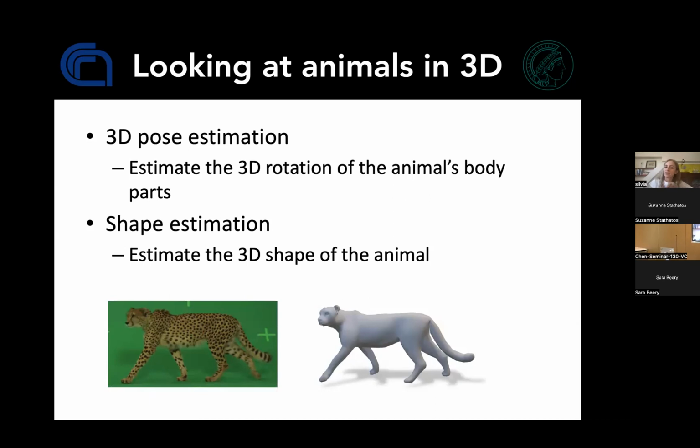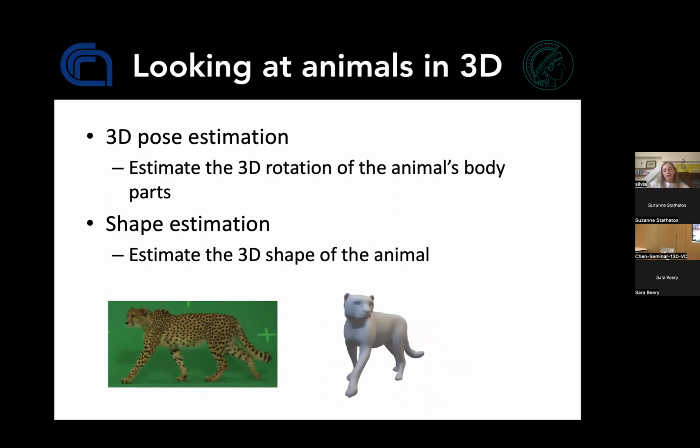So in my research, my interest is instead to look at animals in 3D. So I'm mostly interested in doing 3D pose estimation. That means to estimate the 3D rotation of the animal's body parts, and shape estimation, so estimate the real 3D shape of the animal. So for example, suppose you have this image with a cheetah, and what you want to obtain is a 3D reconstruction of the animal from this monocular data, where you have an accurate pose and shape.